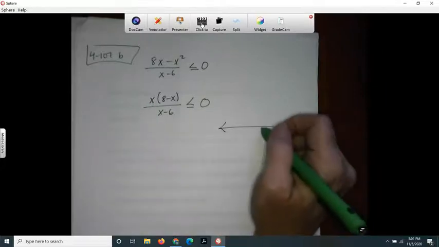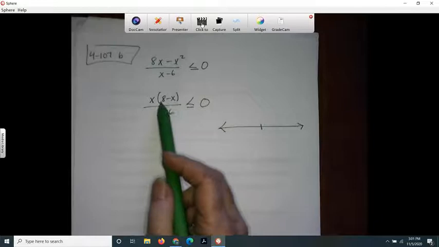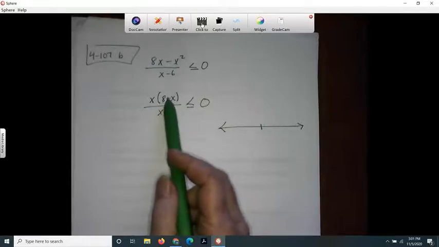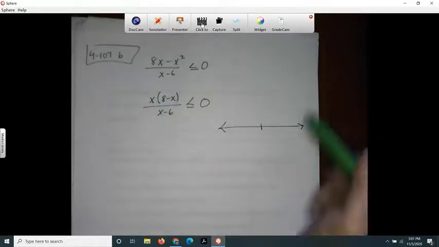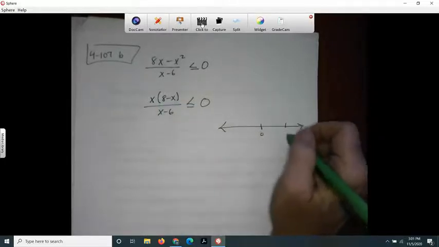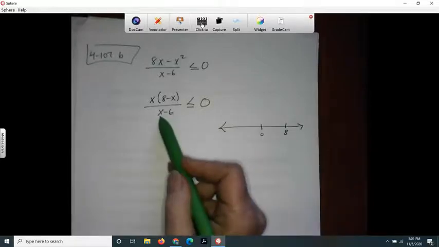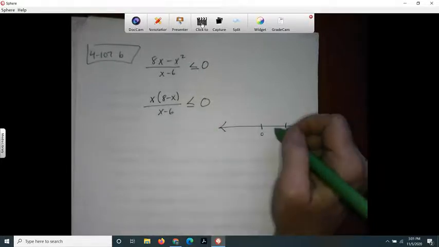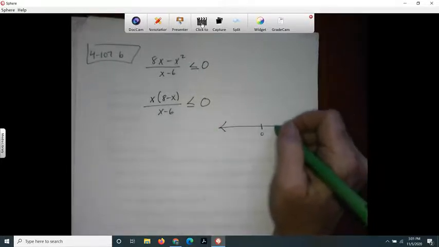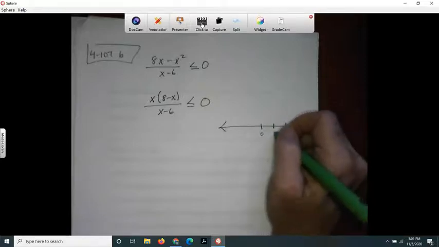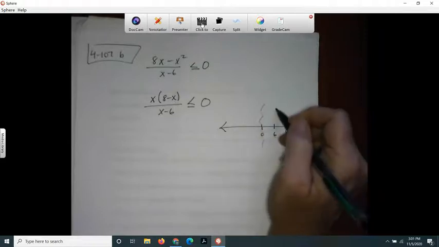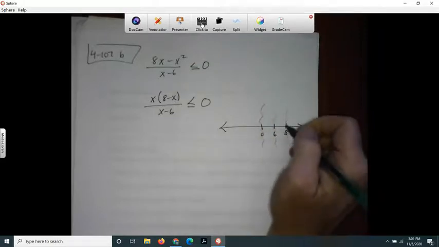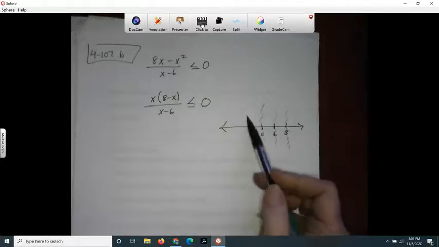And then when 8 minus x is 0, when x is 8, and then we're going to have a vertical asymptote at 6. Oh, I could have spread those out a little bit, couldn't I? Oh, well. And you don't have to make the squiggly lines. I'm just doing it to emphasize I have 1, 2, 3, 4 regions that I need to check.